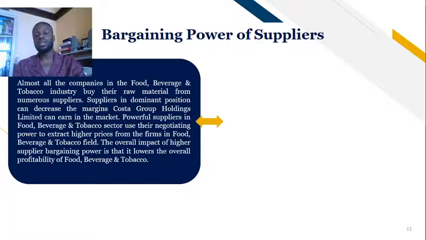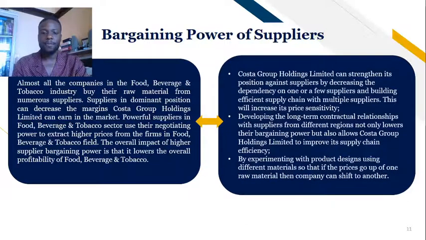Now, in terms of Costa, how can they actually address this? They can address this by strengthening their position against suppliers by decreasing their dependence on one or few suppliers, and generally also building an efficient supply chain with multiple suppliers. This in itself will increase or influence price sensitivity. They can also develop long-term contractual relationships with suppliers from different regions. This not only lowers their bargaining power, but also allows Costa to actually improve its supply chain efficiency.